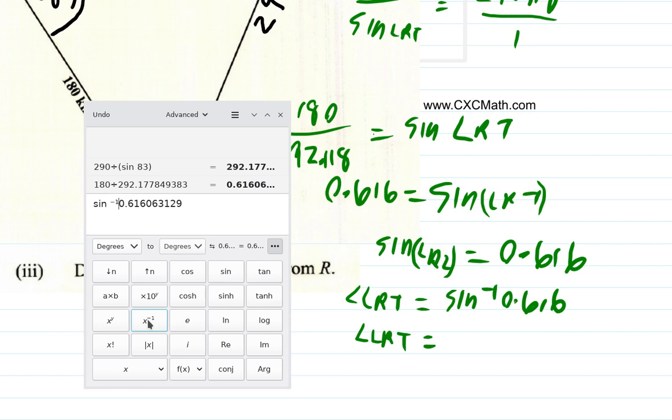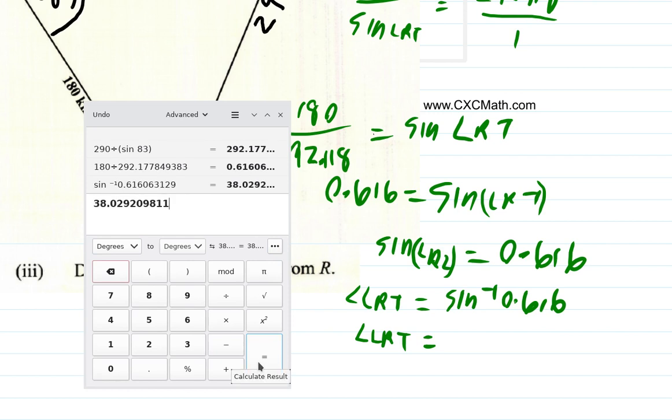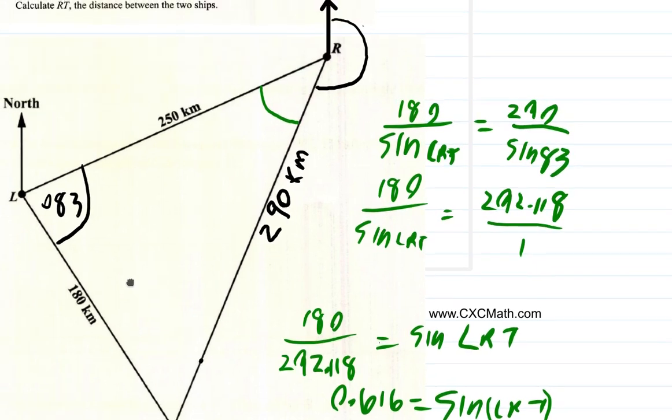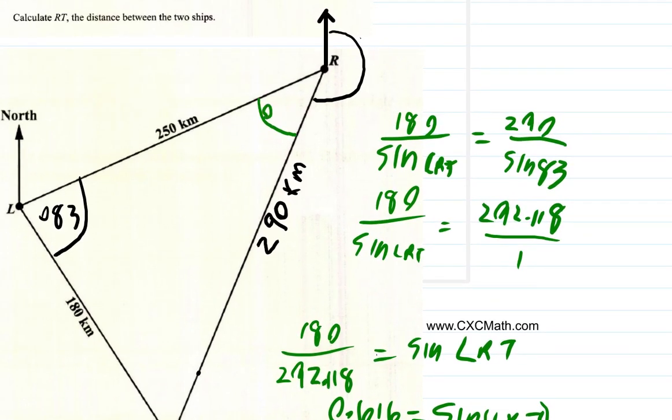All right, so sine inverse of 0.616. What do you get for it? Equals 38.029 degrees. So you have 38.029 degrees. All right. We can just use 38 degrees. It's a bearing, so you write 3 digits, 038 degrees. All right. Now, what next do you do?